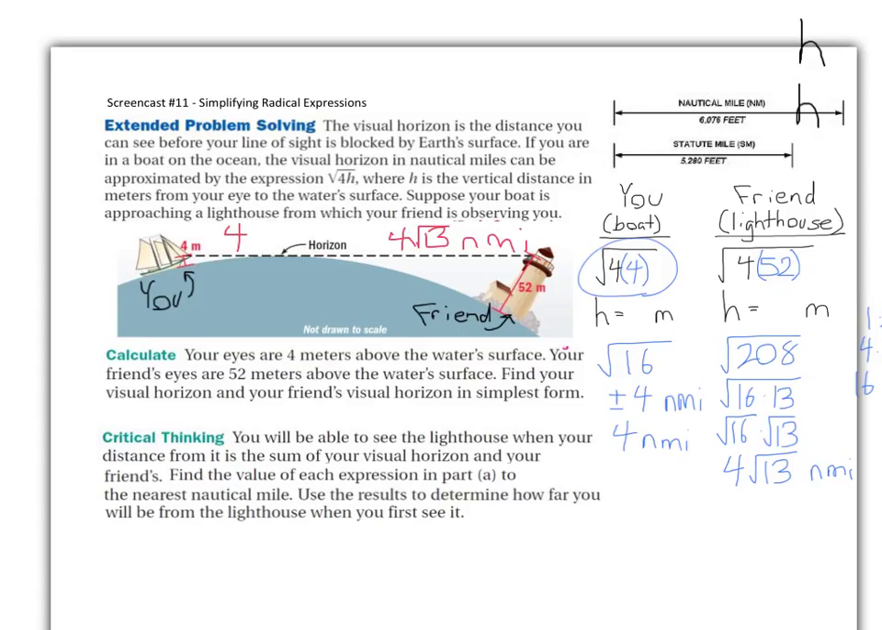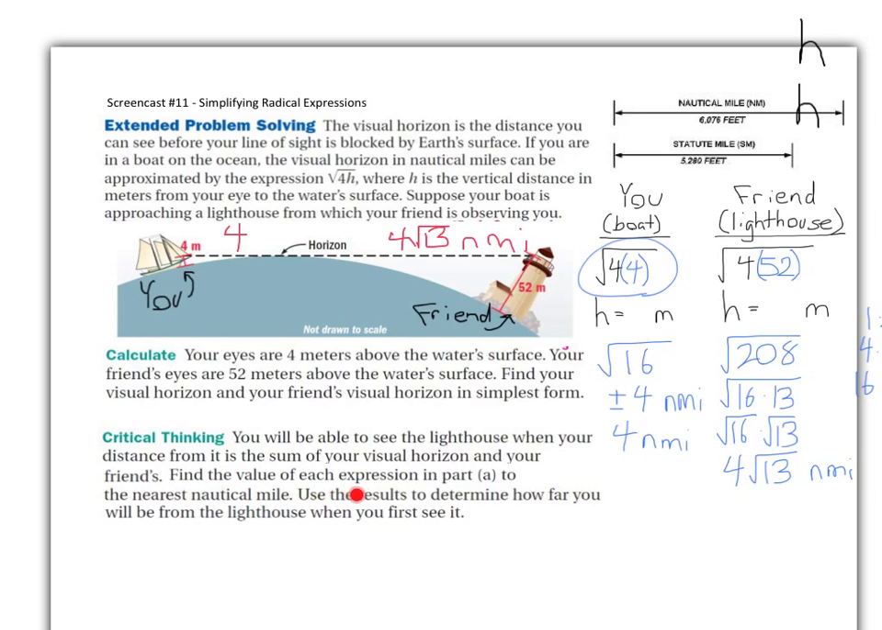All right, good. Now knowing this, we can continue on to the second part of this problem. Now this says, you will be able to see the lighthouse from the boat. You will be able to see the lighthouse when your distance from it, and by it they mean the lighthouse, is the sum. Sum. What does that mean? The sum of your visual horizon, which we calculated, and your friend's visual horizon, which we also calculated. So we got to figure this out.